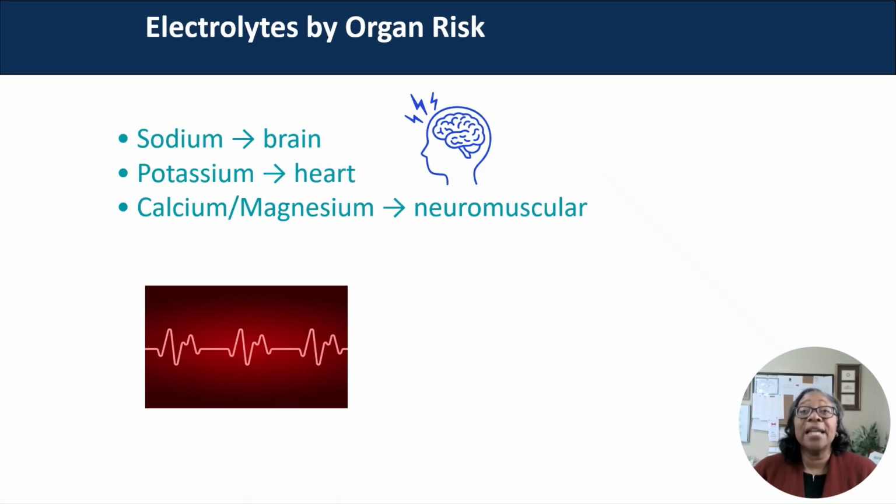Now, when you're looking at electrolytes, and we're going to talk about this in the series, electrolytes are tested by organ system risk, not math. What the NCLEX wants to know is, do you know what organ the electrolyte affects? Sodium affects the brain, potassium affects the heart, calcium and magnesium affect the muscles and rhythm. So when potassium is abnormal, the question becomes, is this affecting the heart right now? When sodium is abnormal, the question becomes, is sodium affecting the brain right now?